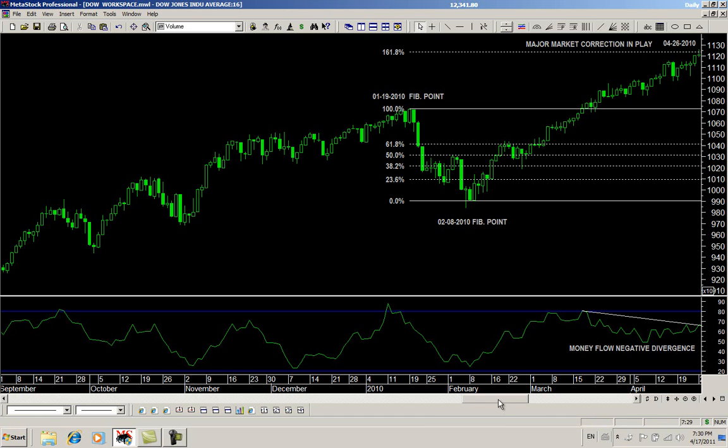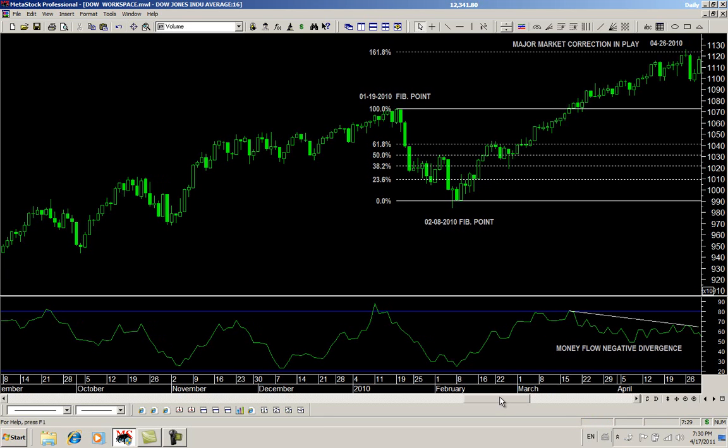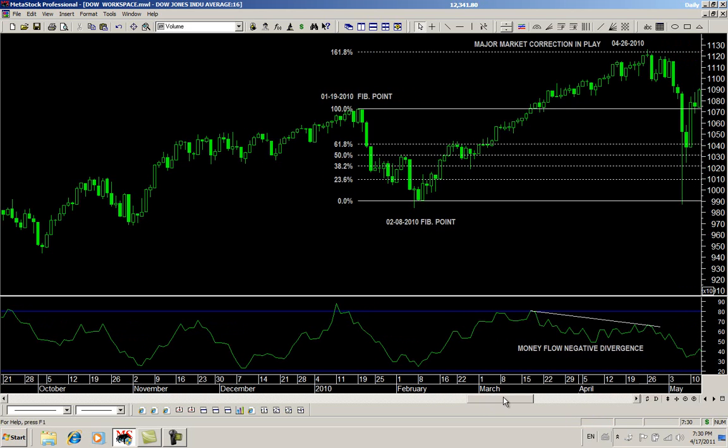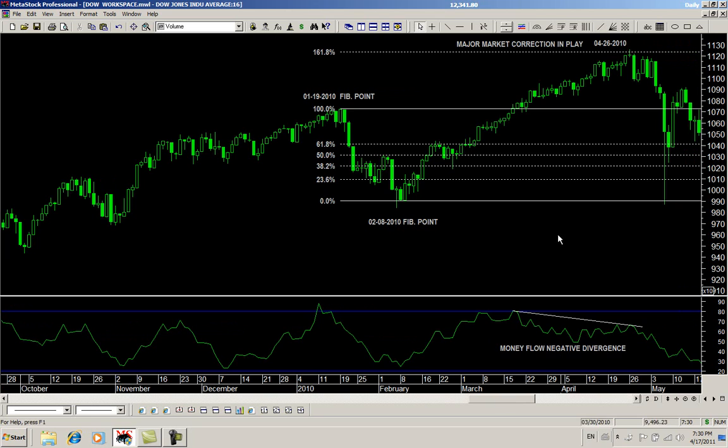Sure enough, the next few days went by, prices corrected here, and that was about your last chance to go flat as the money flow indicator continued in a negative direction. And sure enough, one of the biggest sell-offs in market history here, traveling all the way down on the low for the day at a zero retracement.